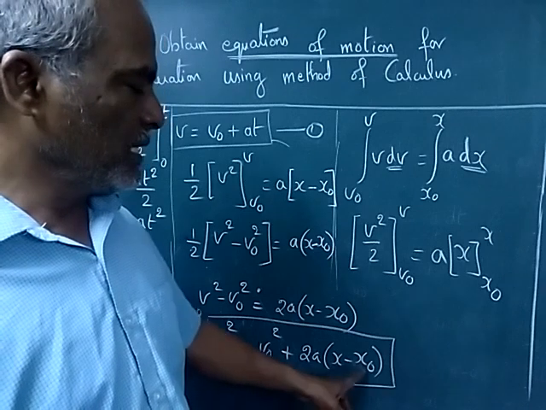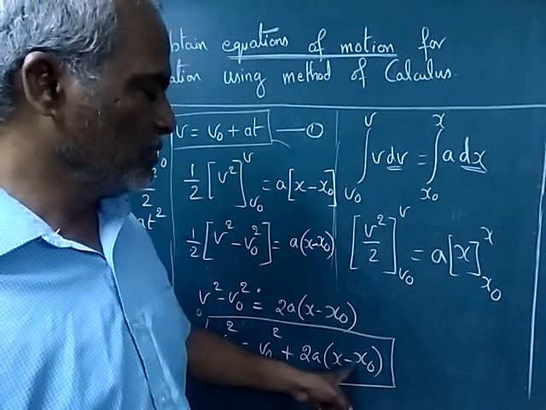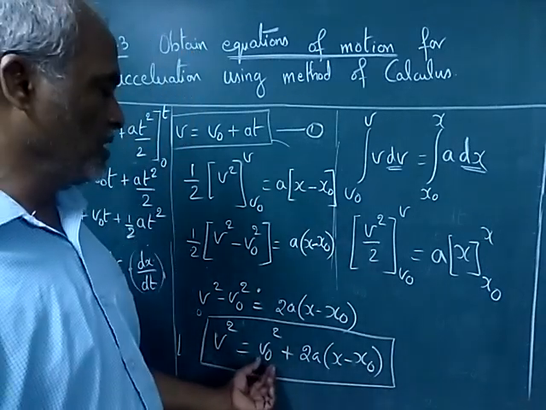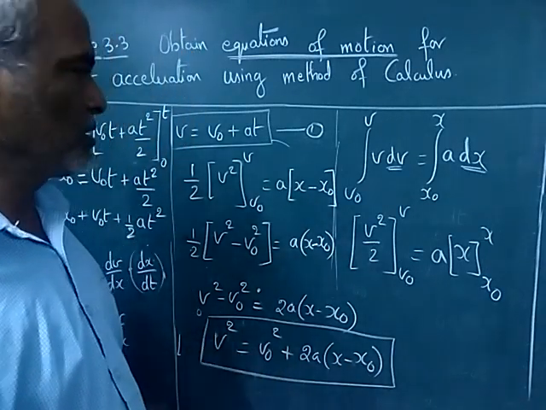So the x minus x0, the final value of the distance minus the initial value, will give you the displacement. Okay, this is initial velocity square and this is final velocity square.